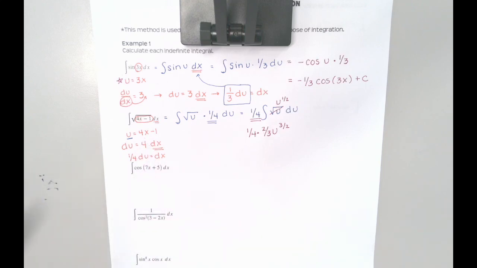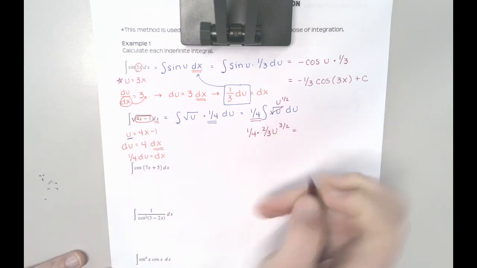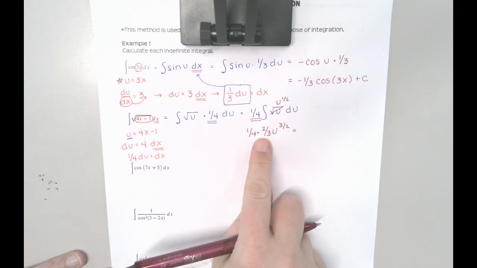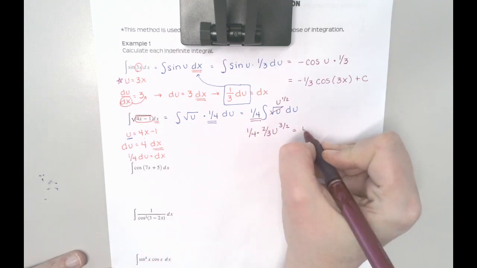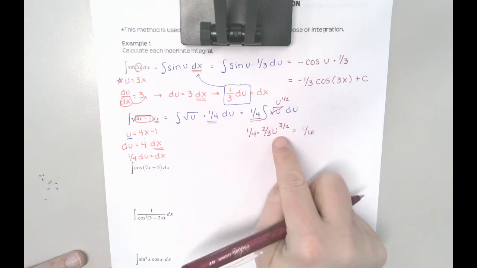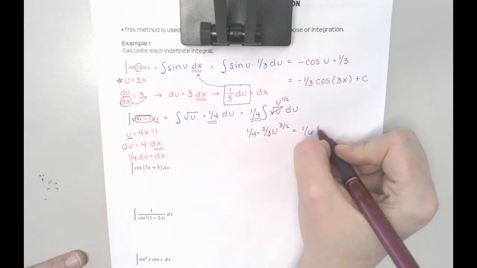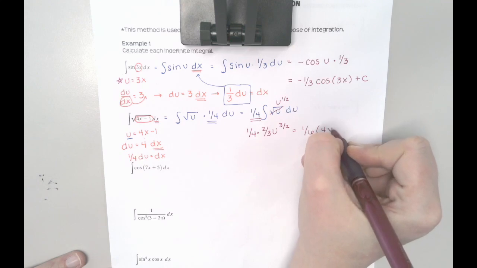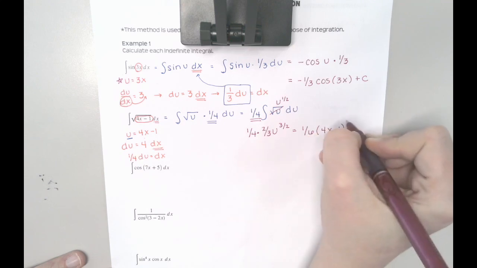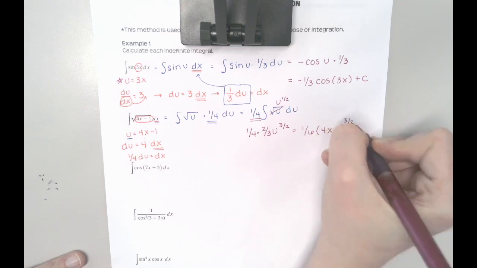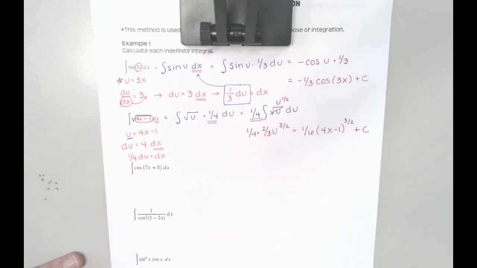So I'm going to kind of do all of this at once. I'm going to clean this all up at one time. I'm going to put my fractions together. So that would give me a 2 over 12, which is the same as 1/6. And then for the u, I'm going to put 4x minus 1 back in. And then that would be to the power of 3 over 2. And then it will have a plus c.